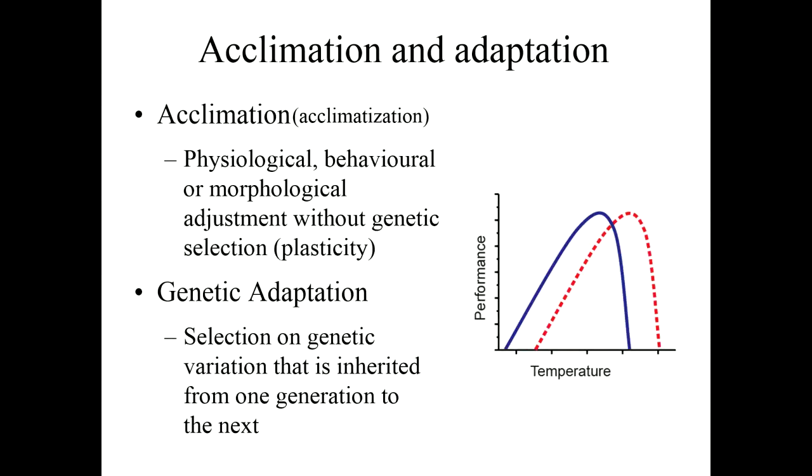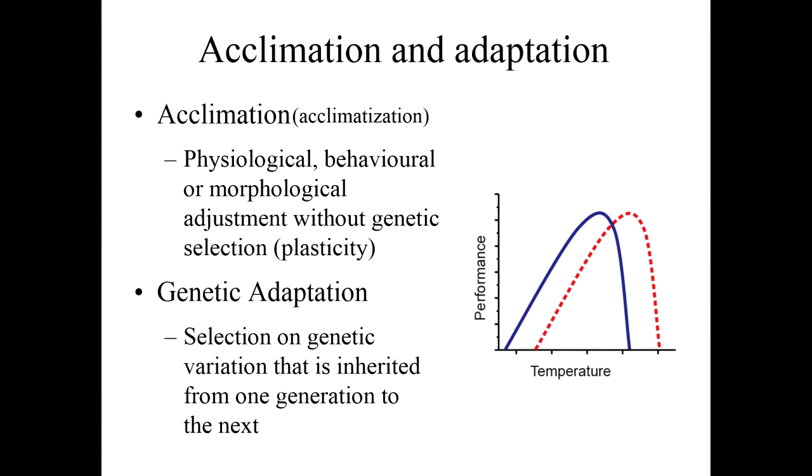Now there are two main ways that populations could cope with climate change in the future: through acclimation or genetic adaptation. Acclimation, and I synonymise that with acclimatisation. If anyone wants to discuss that later, we can, but I think they're the same thing. And this is physiological, behavioural, or morphological adjustment without genetic selection. We're talking about plasticity. And genetic adaptation is selection on genetic variation that's inherited from one generation to the next.